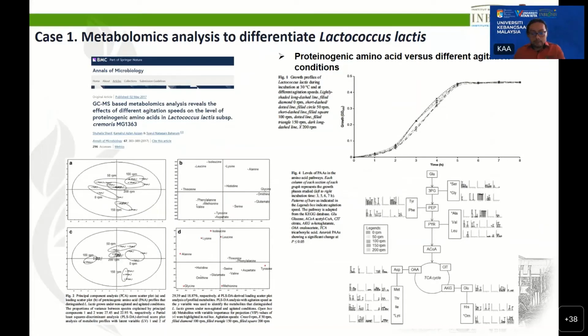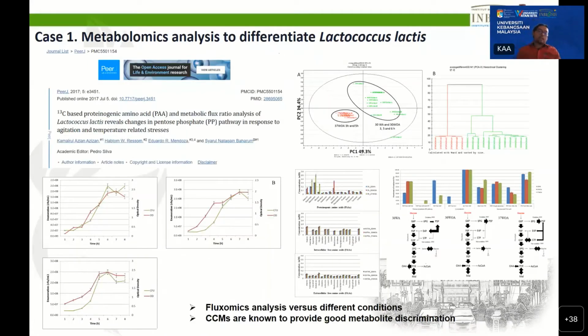Right. So using this information, we then moved to a fluxomics study. We used a 13C-labeled carbon source and fed it to this Lactococcus, and then we tried to infer the central carbon metabolism. Again, we used proteinogenic amino acids as our indicator to see what is actually going on inside the central carbon metabolism. We used different ratios of 13C, fed them to the Lactococcus, and then used GC-MS. From there, we quantified the label, and we came up with this pathway whereby we can see huge differences, especially for Lactococcus in response to agitation conditions.